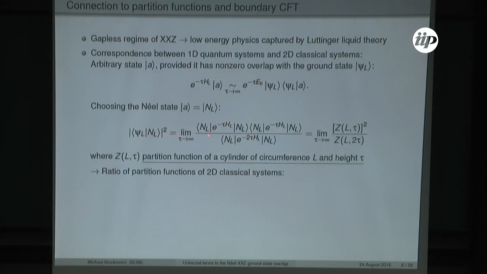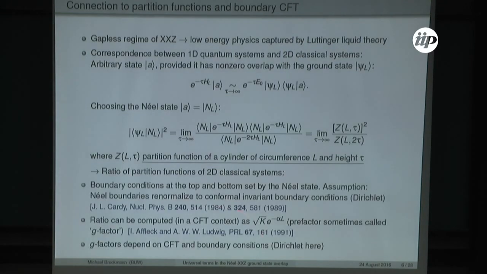So the overlap squared is given by a ratio of a product of two terms, two times, so it's a square here, divided by a similar term. And these can be interpreted as partition functions with certain boundaries. Here the boundary is fixed by the Néel state, and this partition function is a partition function of a cylinder with circumference L and length tau. So this is a direct connection of this overlap squared to this ratio of partition functions.